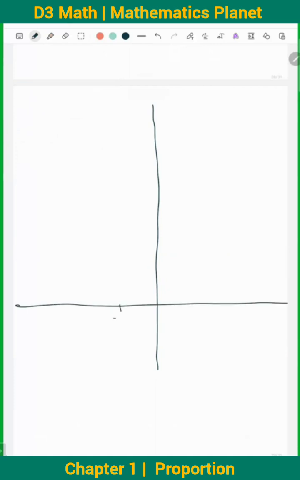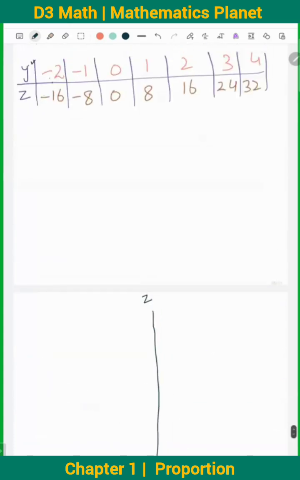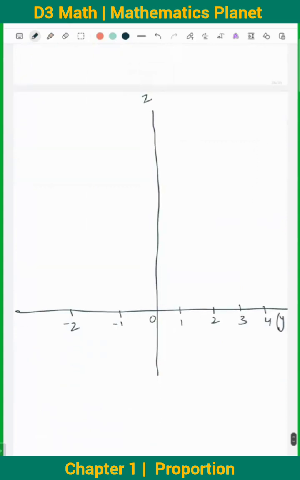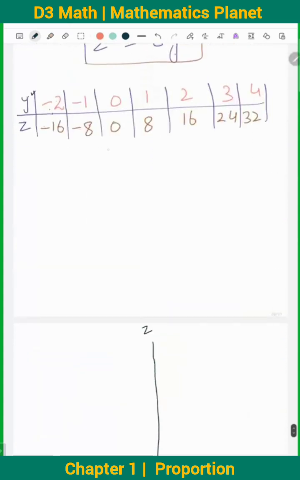Okay, so we have -1, -2, 0, 1, 2, 3, 4. So this is the y-axis and this is the z-axis. So now coming to the table values. The table values are when it's -2. So now you're going to tell me the table values. Yes. We can also write the y values.